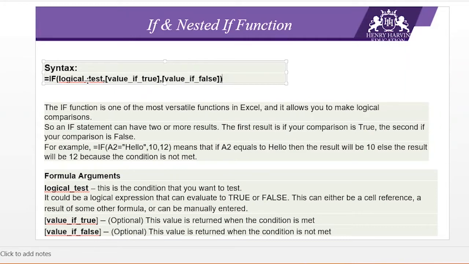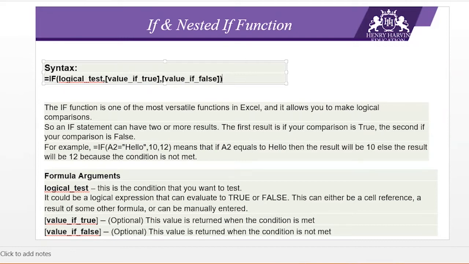This is one of my favorite topics, and I hope you will also love the way we have explained this process in a very simplified way. So guys, this is the syntax, and the IF function is one of the most versatile functions in Excel, which enables you to make logical comparisons. For example, if A2 equals hello, then we are assigning 10, else we are assigning 12. So the result will be 12, because the condition is not met. Why is 12 assigned? Because the condition is not met.